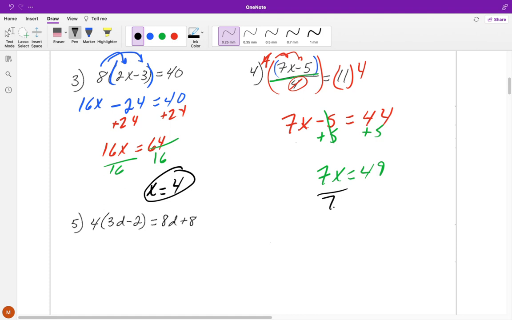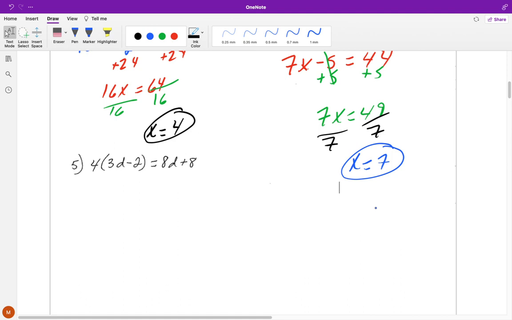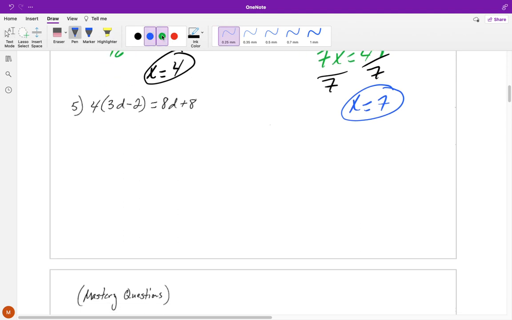And then I'm going to divide each side by 7. And x is then equal to 7. All right, so for this number 5, once again, the first thing I'm going to do, I see parentheses, so I'm going to distribute this in. So I get 12d minus 8 is equal to 8d plus 8.